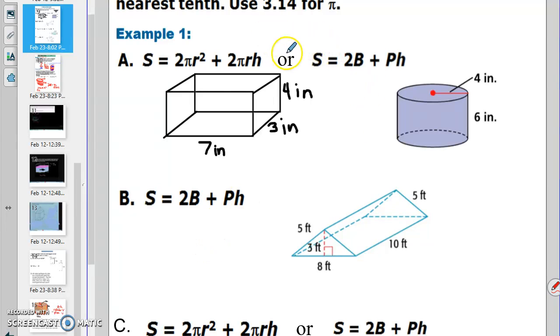Okay, so this is a little mini review on surface area. Some students were saying they needed extra help, so I thought I'd send this video to parents.